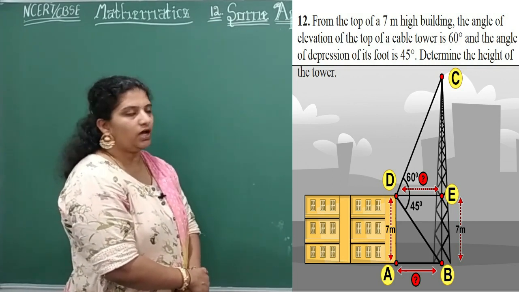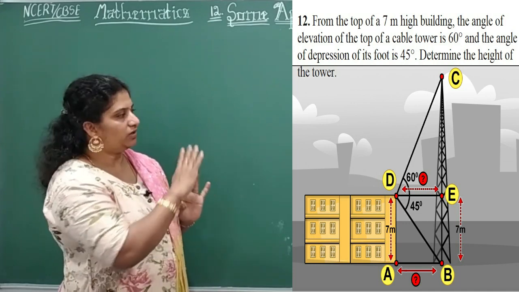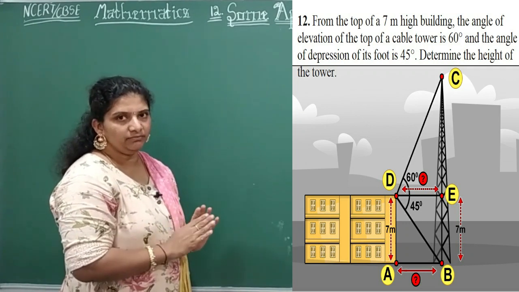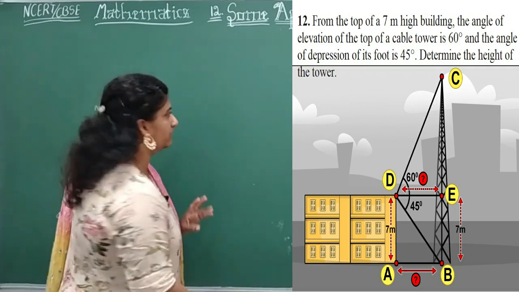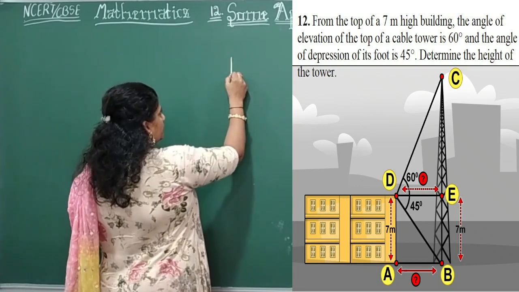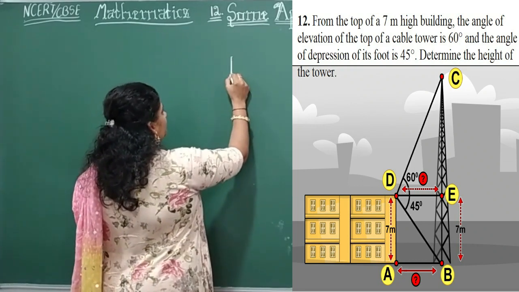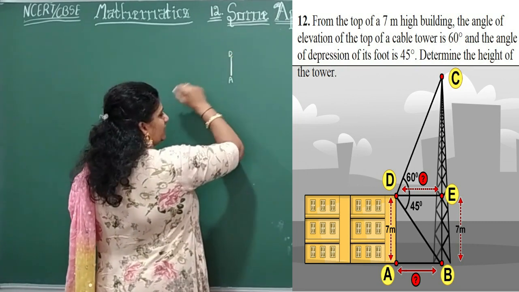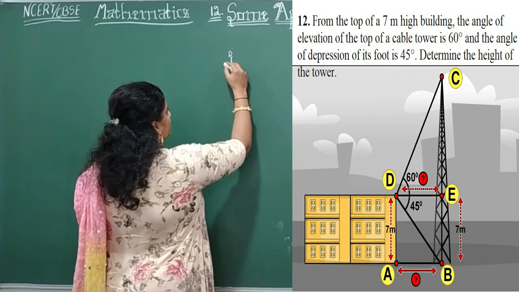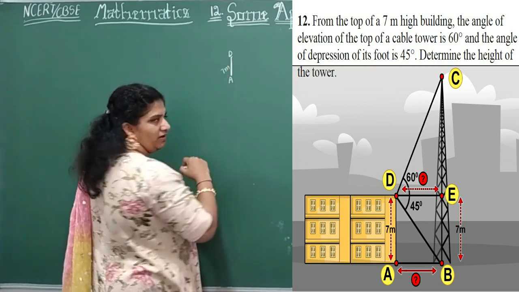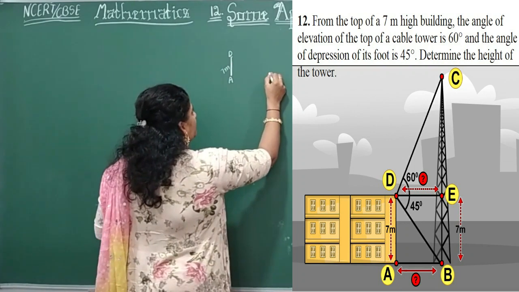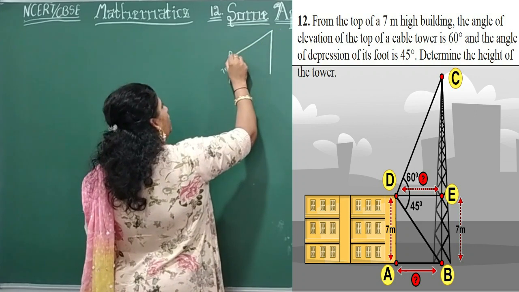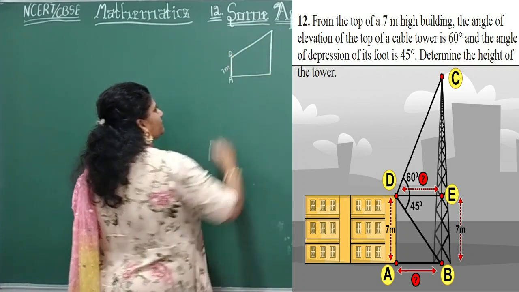So look here children, I have already shown you the figure, right? So what we need for the problem, I'll draw a rough figure on this side. Let me draw the building here. Just imagine this is your building. What are the letters I have used, children? A, D. What is the building height? 7-meter height. And there is a tower, a cable tower, and its angle of elevation.